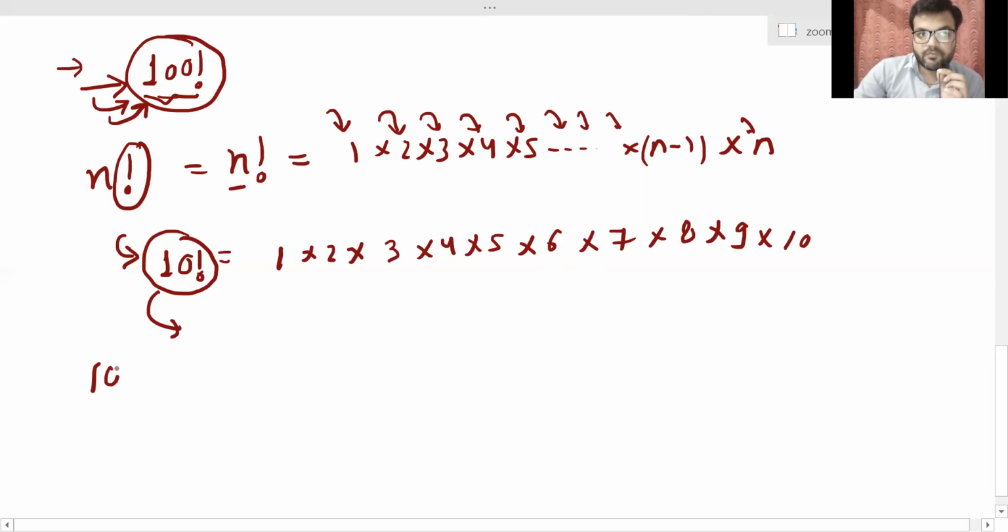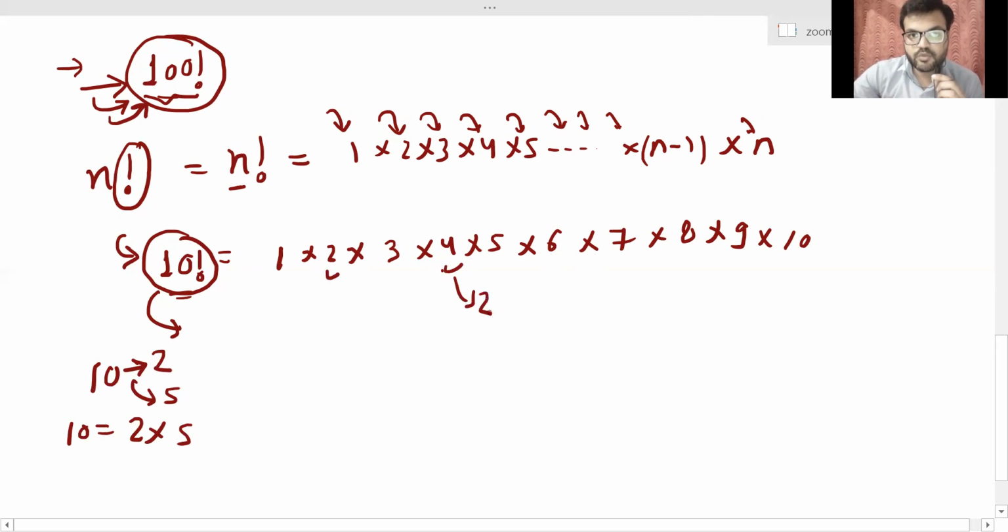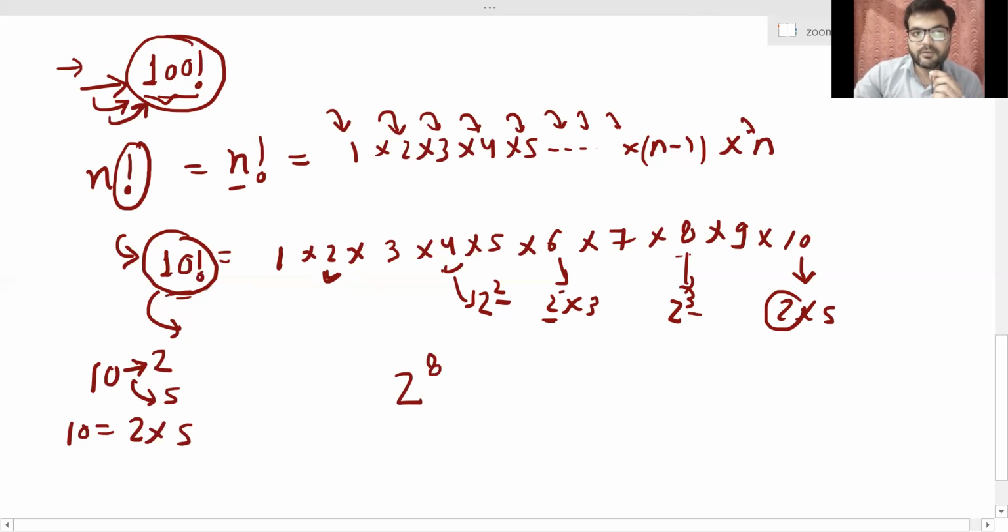So for counting the number of trailing zeros, which is the power of 10, we will have to count the number of 2s and the number of 5s, obviously, because 10 is the combination of 2 and 5. So in this factorial, how many number of 2s we have? Let's count. First 2 here. This 4 is 2 square. This is 2 into 3. So 1, 2 we have got here, here, here. This is 2 cube. So 3 number of 2s we have got here. This 10, 10 is 2 into 5. Okay. So 1, 2 we have got here. So total number of 2s we have 1, 2, 3, 4, 5, 6, 7, 8. So we have got 8 number of 2s here in factorial 10.